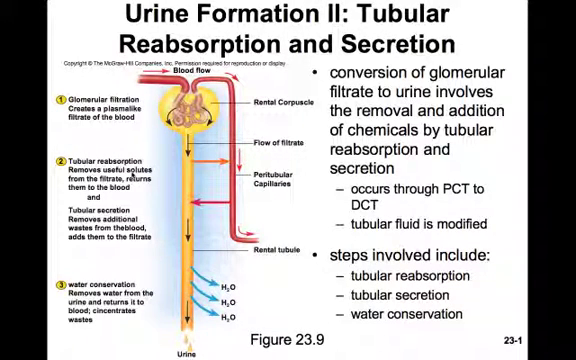So as we've already discussed, urine formation occurs in three parts. We previously discussed glomerular filtration, and now we're moving on to part two, which is where we're going to see tubular reabsorption and secretion. In this phase, we convert the glomerular filtrate to urine, and we're going to trace the tubular fluid from the proximal convoluted tubule on through the distal convoluted tubule.